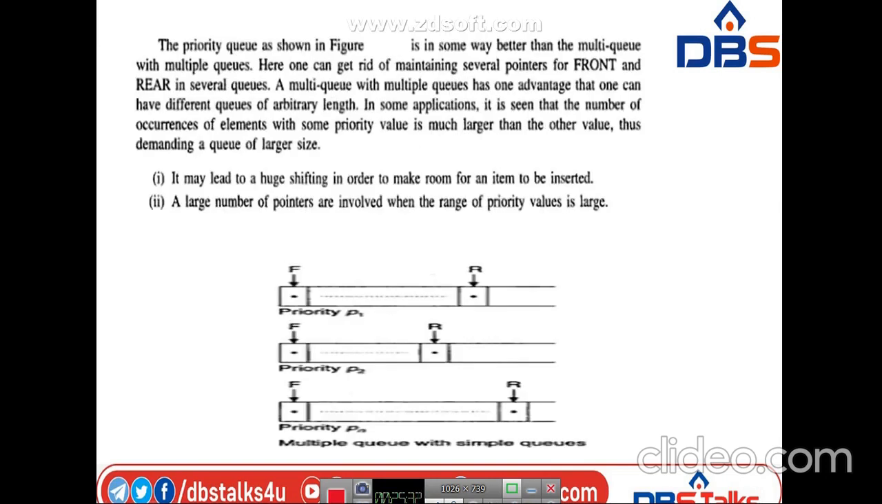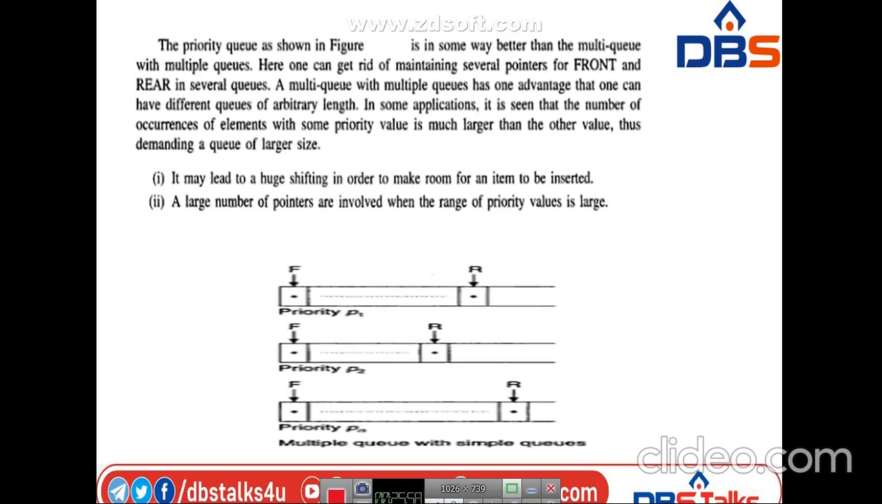Here, the priority queue which is shown here is in some ways better than the multi-queue with multiple queues. Here one can get rid of maintaining several pointers for front and rear in several queues. A multi-queue with multiple queues has one advantage, that one can have different queues of arbitrary length.